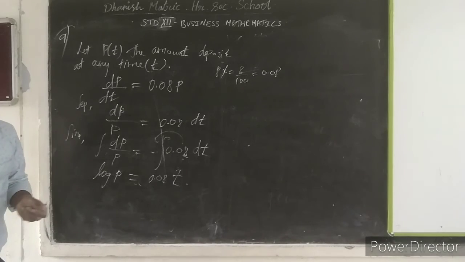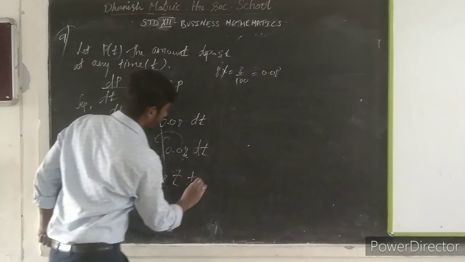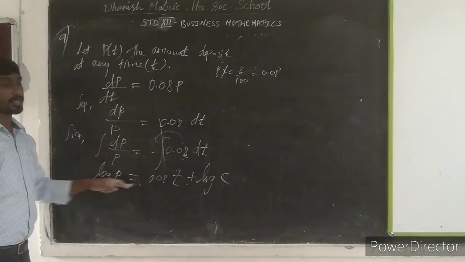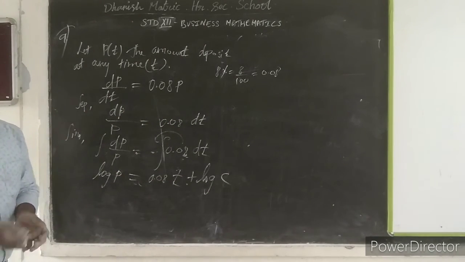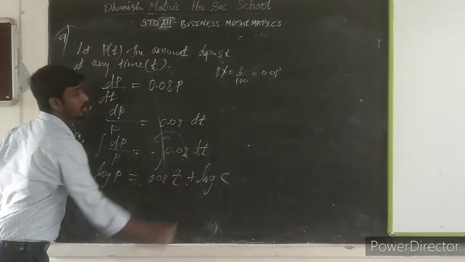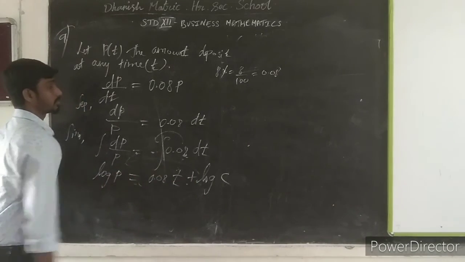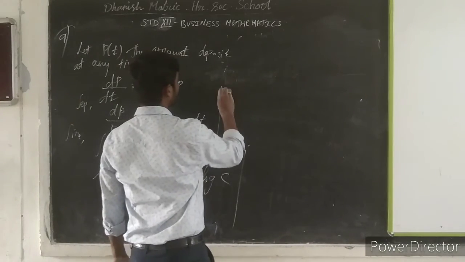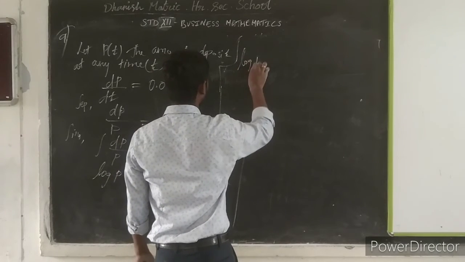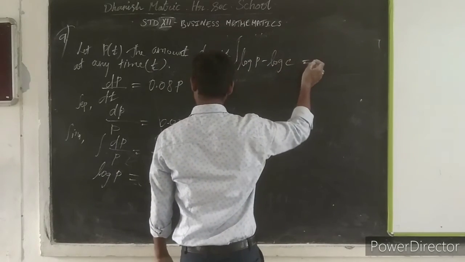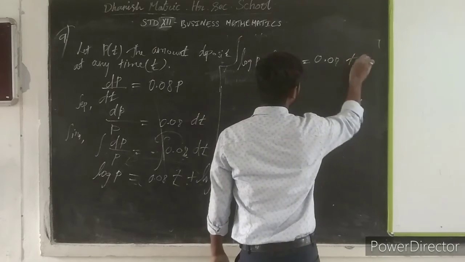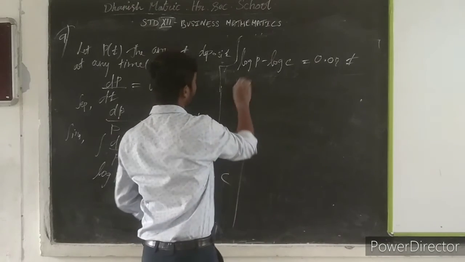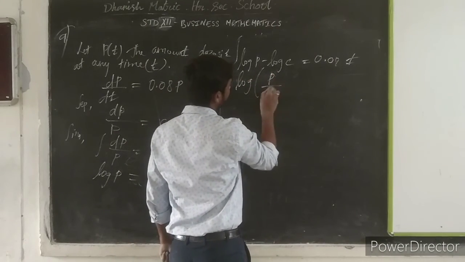Now we add the constant, log c, because we are having log P. Moving it to this side, log P minus log c equal to 0.08 t. Using the log A minus log B format, we write it like this: log of P divided by c equal to 0.08 t.